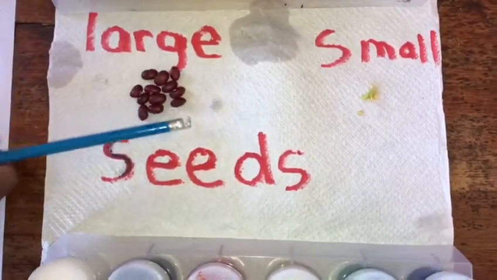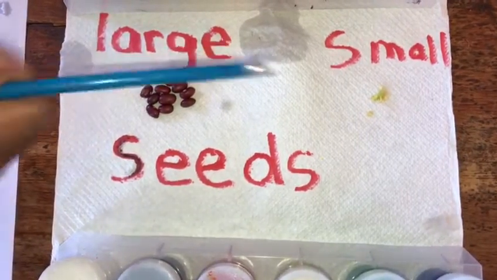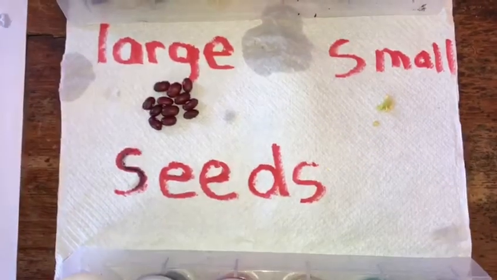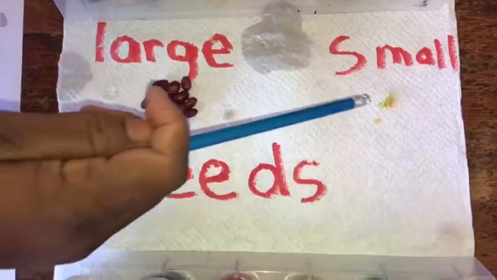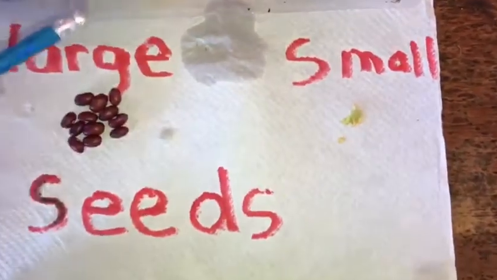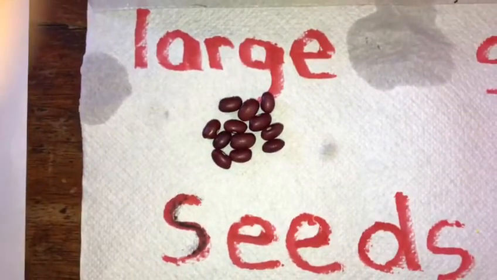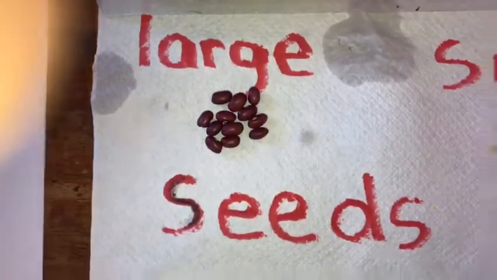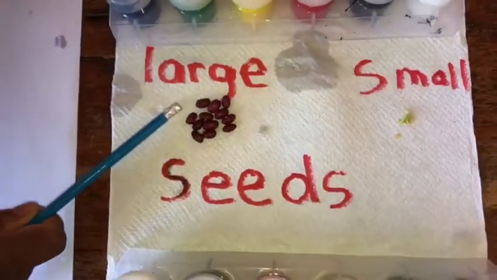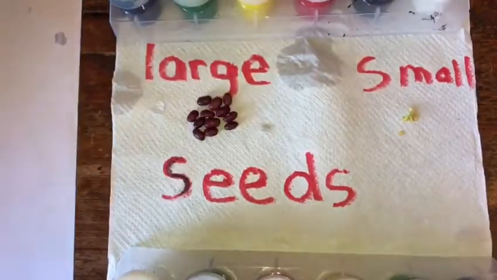So over here we have some large seeds and over here we have some small seeds. Can you see them? They are so small. Look at them. Those are some small seeds. But when you come over here, we have some large seeds. Look at them. Can you see them? Yes. So these are large and these are small.